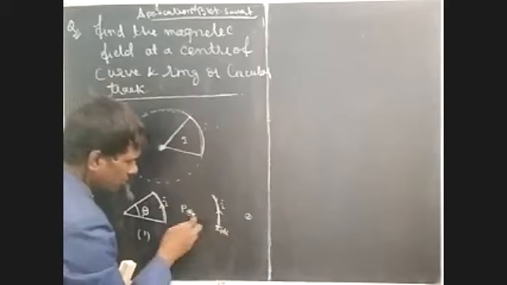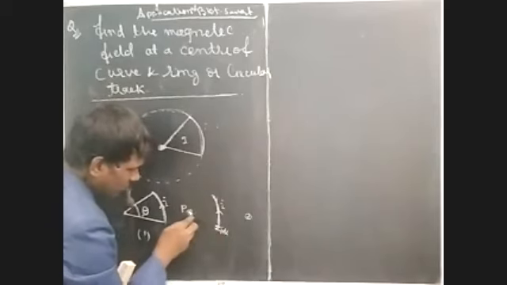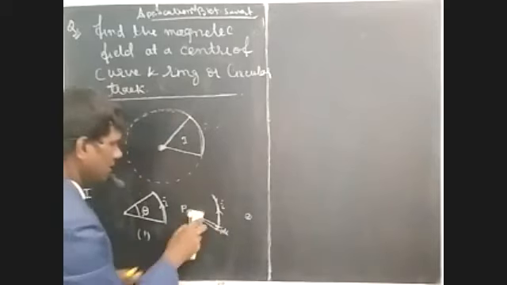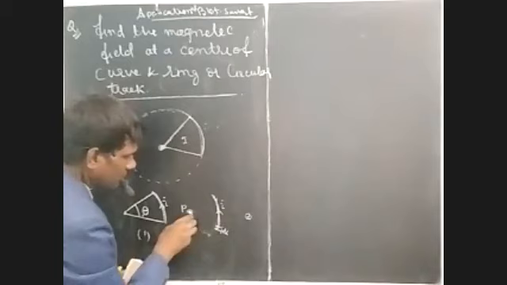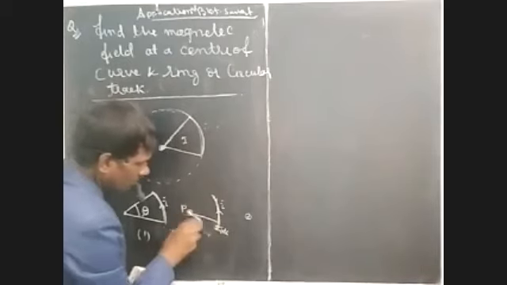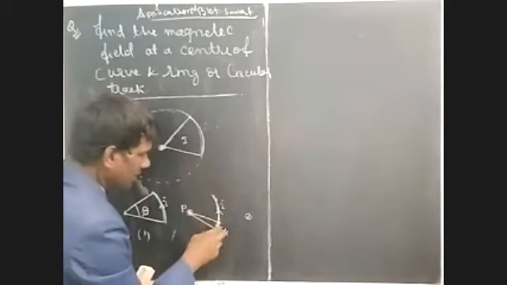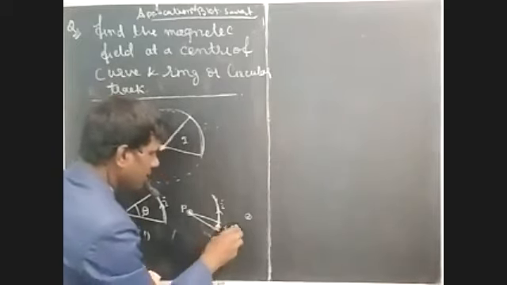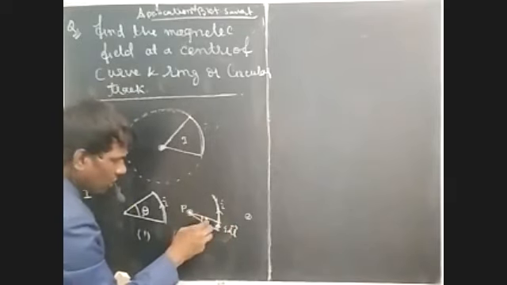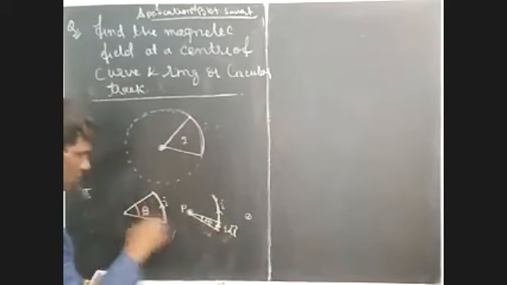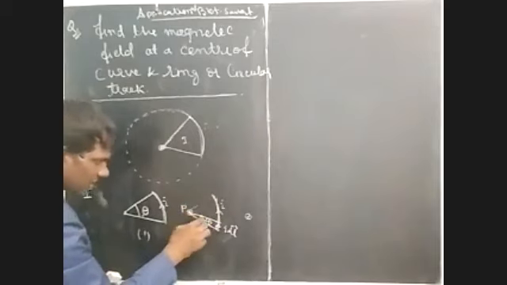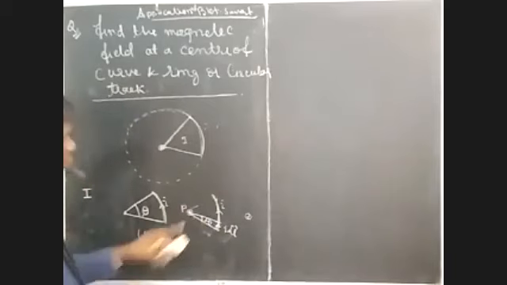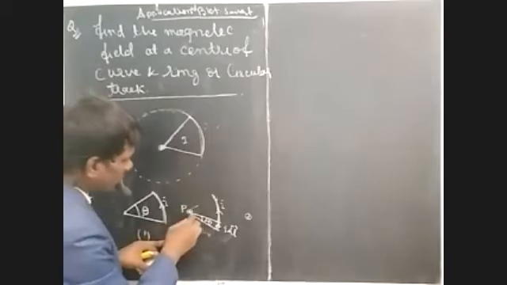Suppose this is the infinitesimal small element, so we draw a line. Okay, this is the dl, like this Idl here, a very small Idl. And this angle is now d theta, because this total is theta. So this is the small d theta due to Idl. Are you getting me? So what is the magnetic field at this point?